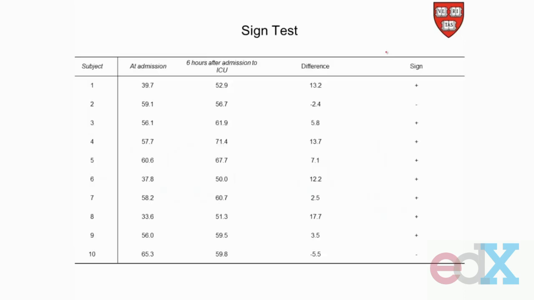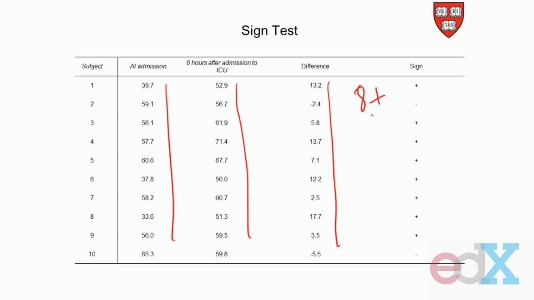So this slide is just to show you how you would perform a sign test by hand, basically. What you would do is get your data lined up over here. You'd get your data at admission and 6 hours after admission, calculate the difference, and then look at the sign of the difference. So for this example, you count up the positive signs. We have 8 positive signs, and we have 2 negative signs.